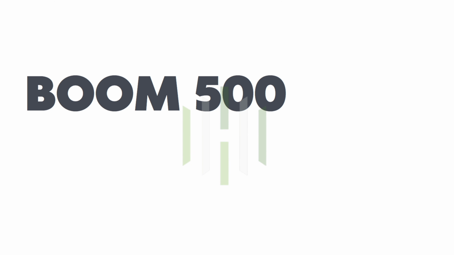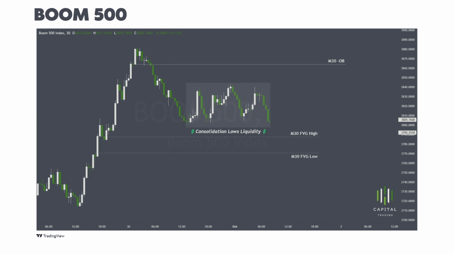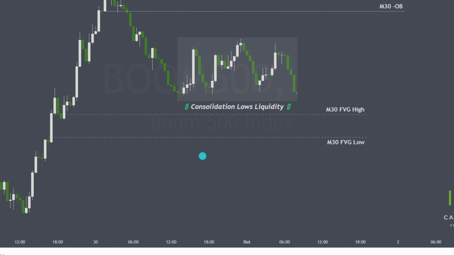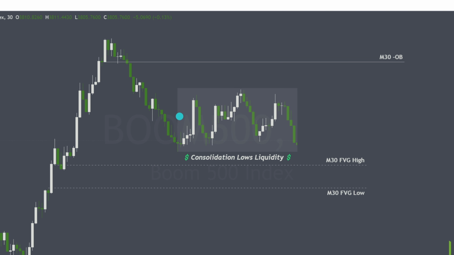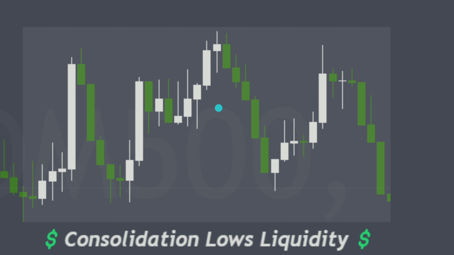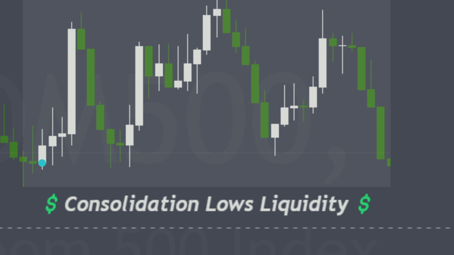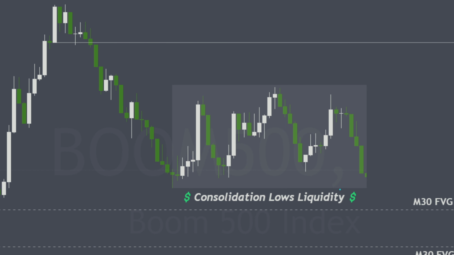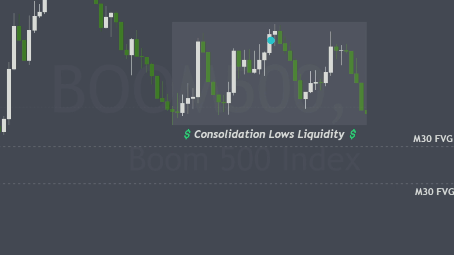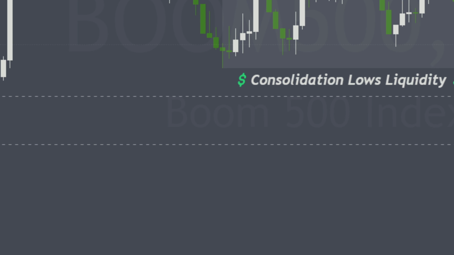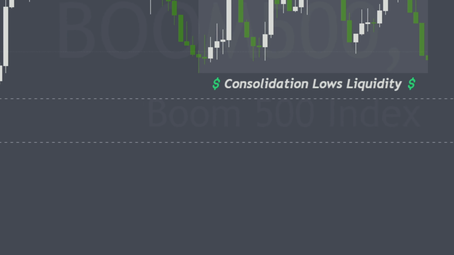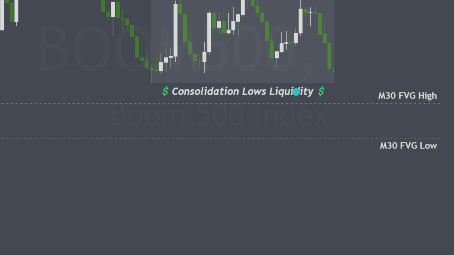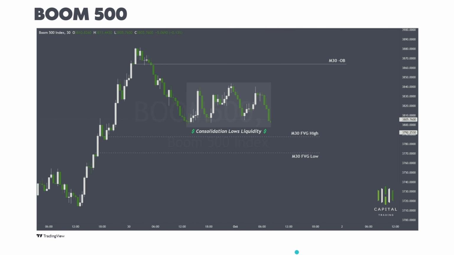Now let's jump into Boom 500, our first example. So over here we had price consolidating. After this drop, we had them consolidating in this range. We had this range high, range low. Then we had consolidation low liquidity down here. Then upon identifying the range, I also identified this fair value gap down here. So I want to see how this is going to impact price, right?